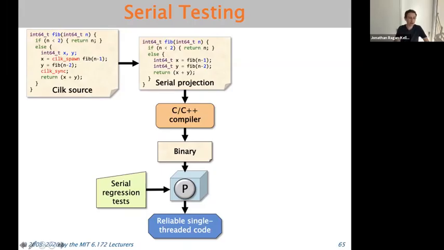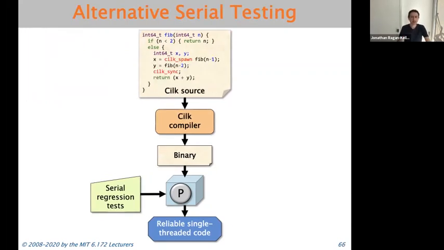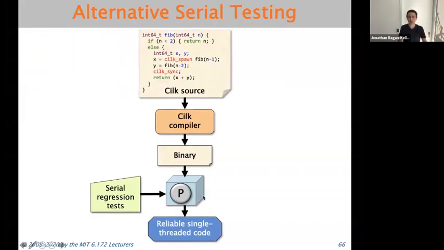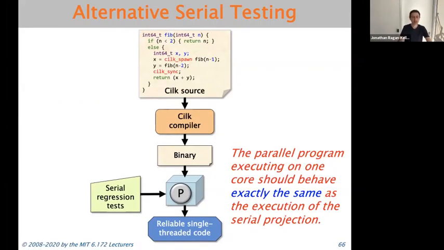And you can chase down basic algorithm bugs much more easily like this than you can with code that fundamentally has to be run in parallel in order to run at all. Because when you're running things in parallel, you often have determinacy bugs, where the order in which you execute things might determine whether the bug appears or doesn't, or how it appears. I think the Silk compiler itself also has a mode that lets you compile in serial mode, so you don't have to literally elide the directives. And again, the promise is that the parallel program executing on one core should behave exactly the same as the execution of the serial projection.